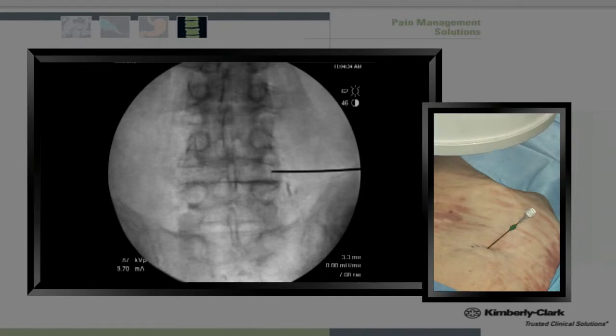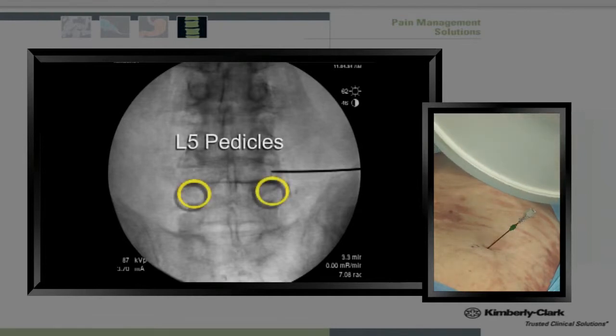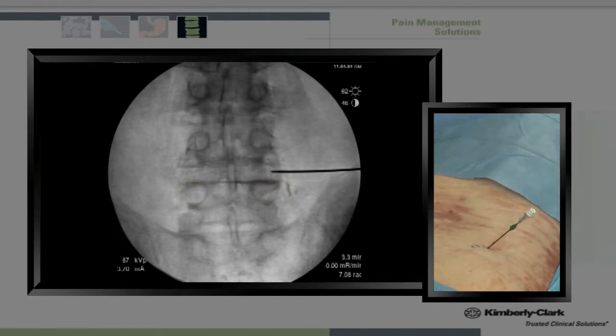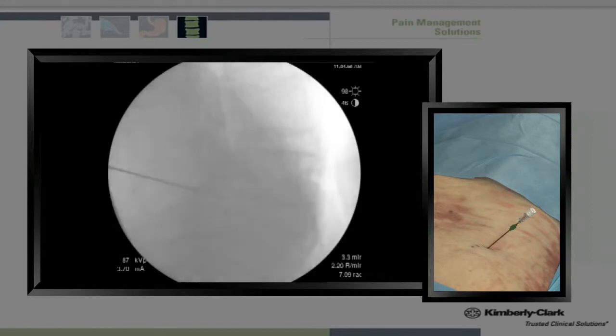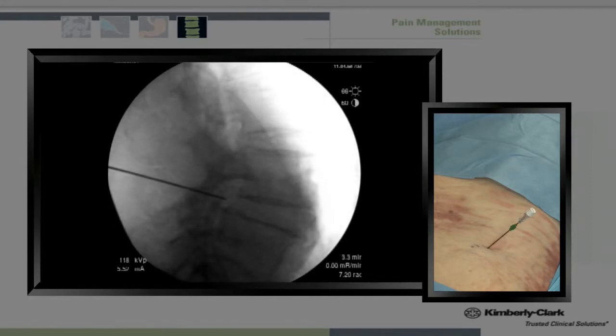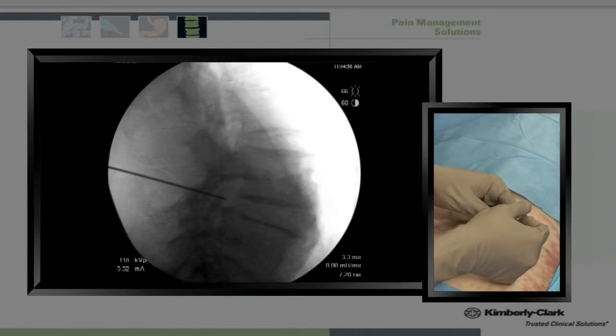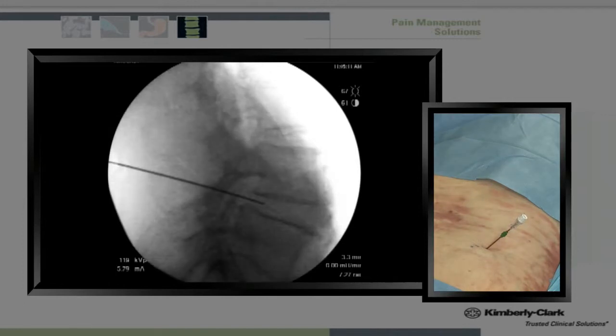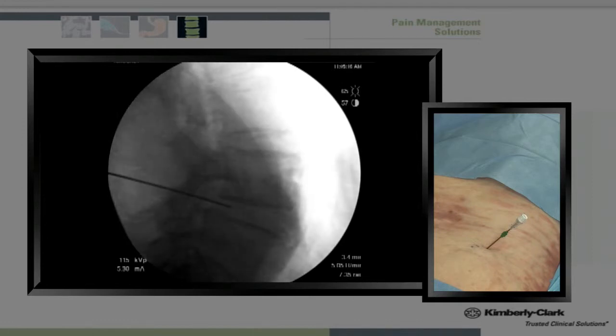The goal of the AP and lateral views is to ensure that in AP, the needles are lateral to the mid-pedicular line, and that in a lateral view, the needle is at the junction of the ventral 2/3 and the posterior 1/3 of the disc space. You can see here that we've come across the disc somewhat, but haven't quite achieved the depth that we'd like to. So at this point, I would advance the needle further until I was approximately at the junction of the ventral 2/3 and the posterior 1/3.